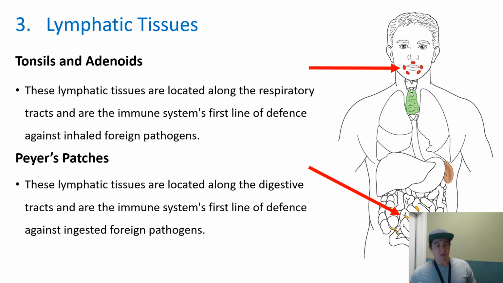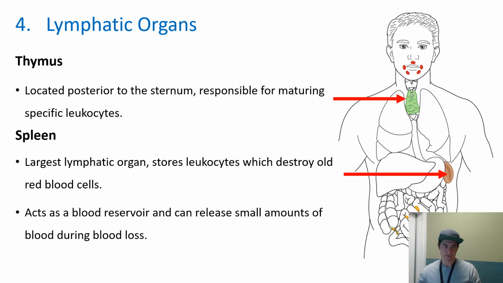And then we have these Peyer's patches. I've never understood the name, but they're a similar kind of tissue to the tonsils and adenoids, but they are located along the digestive tract, and they contribute to our first line of defense against anything ingested, so something that we've eaten. They contribute to getting rid of those foreign invaders.